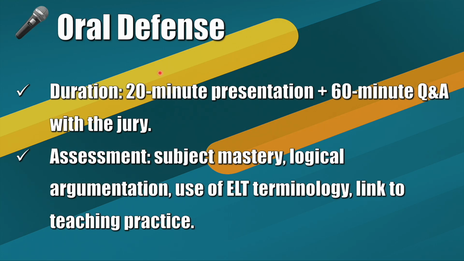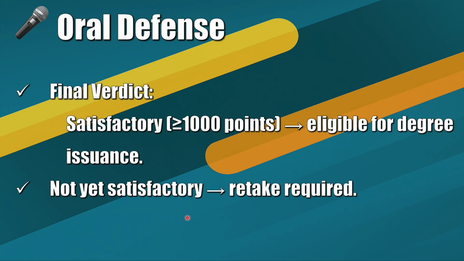The oral defense consists of a 20-minute presentation plus 60 minutes of questions and answers with a jury. It's the hardest part of the whole process. Assessment covers subject mastery, logical argumentation, and use of ELT terminology linked to teaching practice. The final verdict is satisfactory if you get equal or more than 1000 points. Therefore, you're eligible for degree issuance.